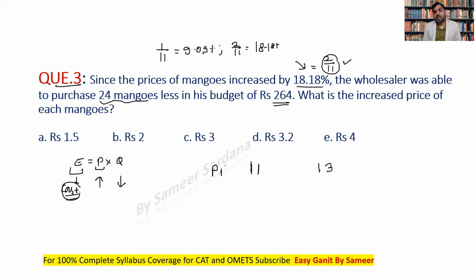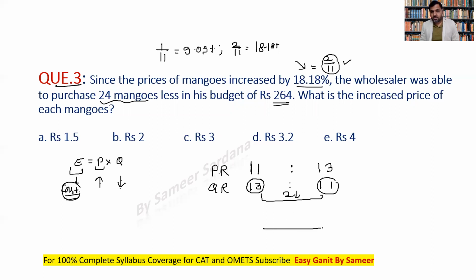You see that these are the price ratios. The price ratio is 11:13. So can I say the quantity ratio would be 13:11? Can I say that? Why? Because price goes up, quantity will go down. If price moves from 11 to 13, the quantity will move from 13 to 11. That means earlier at a price, if I was getting 13 mangoes, at the same budget I will now be getting 11 mangoes. That means I'm getting 2 less mangoes now, right?